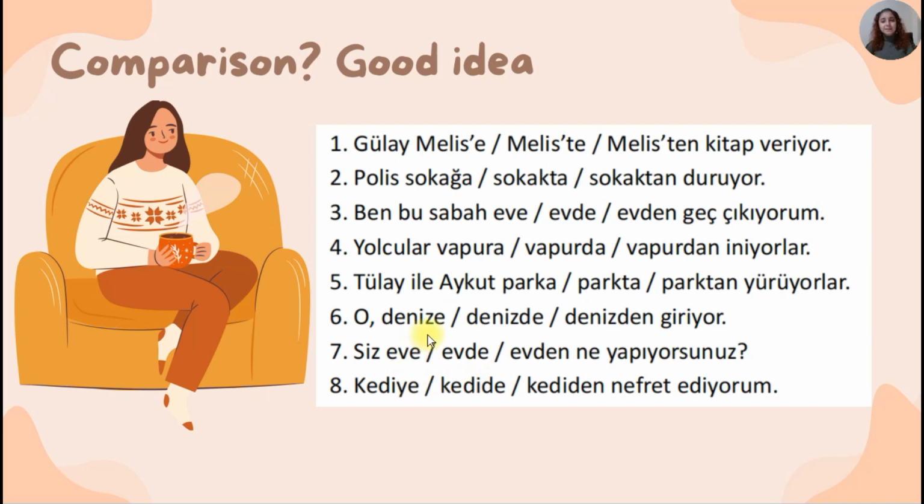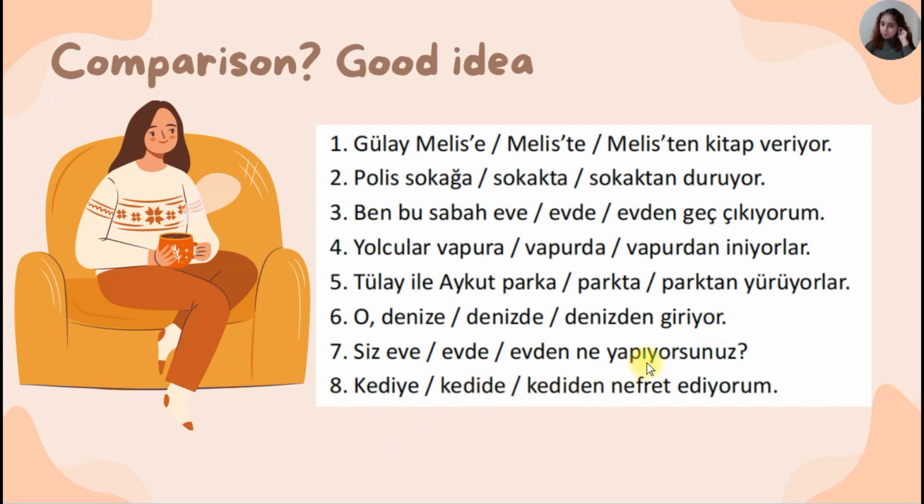Tamam. O denize, denizde, denizden giriyor. Girmek was to enter. And we say entering to the sea. Eve, evde, evden. Oh, sorry. Denize, denizde, denizden. Entering to the sea. Yes, you're right. It has to be denize. Denize giriyor. If it is çıkıyor, leaving, I have to say denizden çıkıyor. Denize girmek, denizden çıkmak. Tamam.